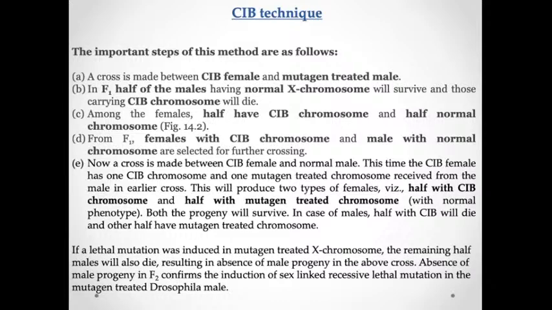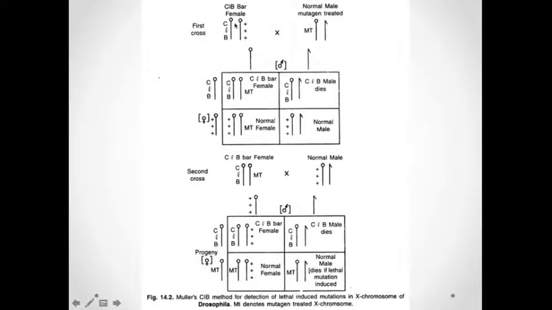A cross is made between a CIB female and a mutagen-treated male. In F1, half of the females have normal X chromosomes and will survive, while those carrying CIB chromosomes in males will die. Among the females, half have CIB chromosomes, half normal chromosomes. From F1, females with CIB chromosomes and a normal chromosome are selected for further crossing. So here you can see there is CIB in the female chromosome, and these are all positive, and there is a normal mutagen-treated chromosome in this case, and this is the treated male.